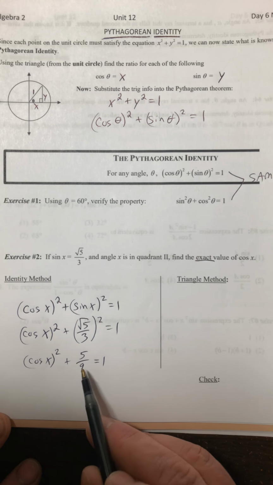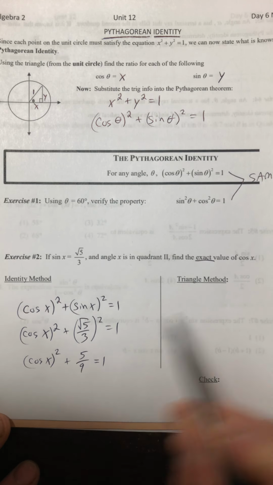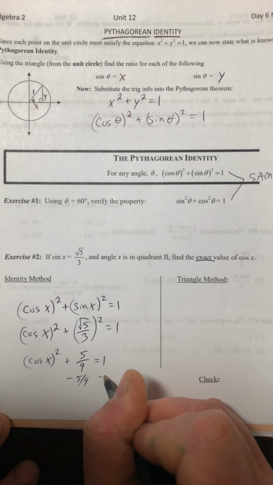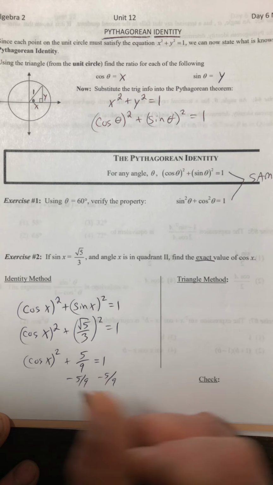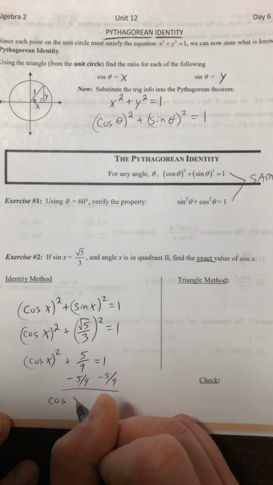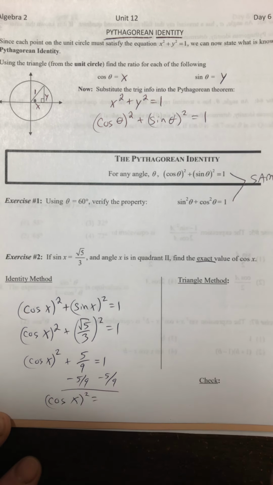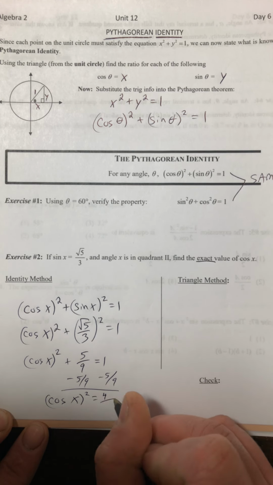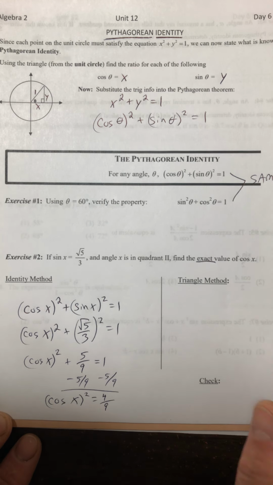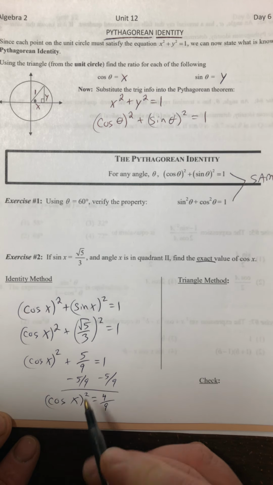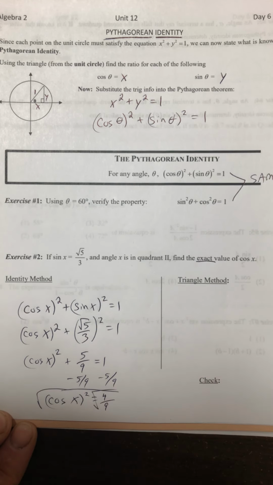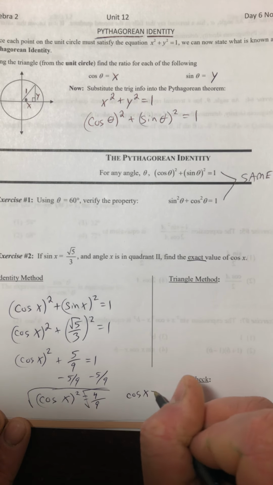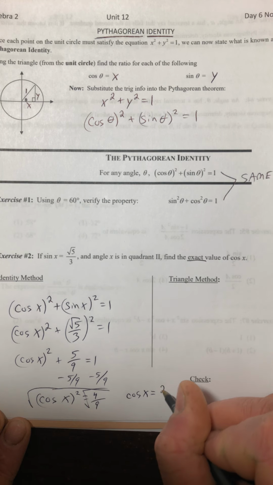And then how do you solve for cosine of x? Just gonna move things around, right? Subtract 5/9. Get cosine of x all squared equals, is that 4/9? How do you simplify this? Well, how do you undo the squared? Take the square root. All right, hopefully I have more room. Cosine of x equals 2/3.